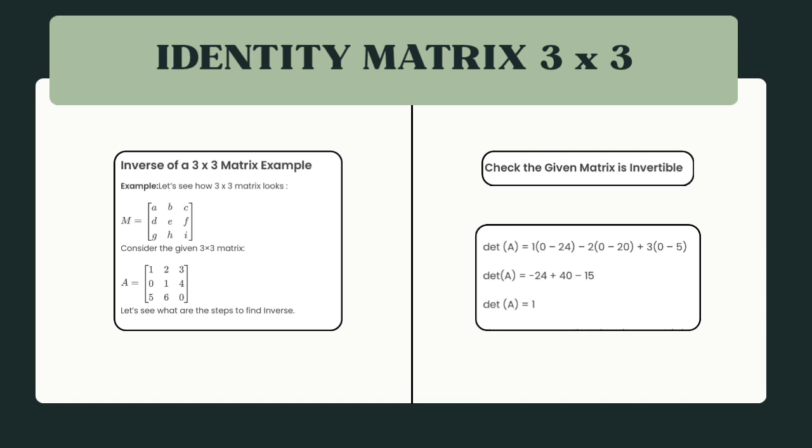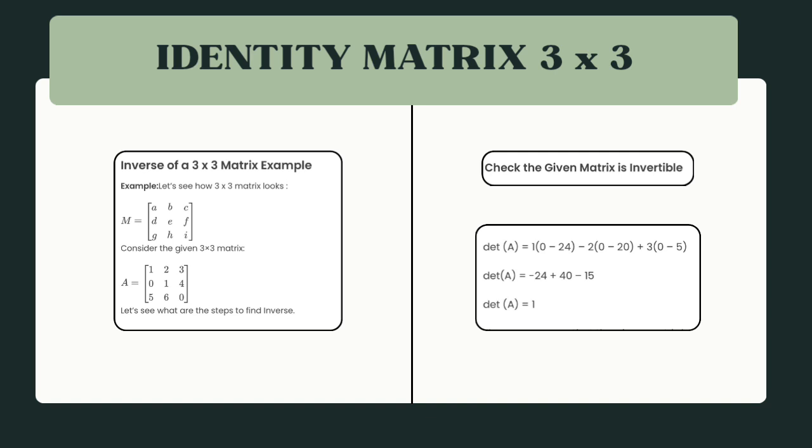M equals a, b, c, d, e, f, g, h, i. Consider the given 3 by 3 matrix. A equals 1, 2, 3, 0, 1, 4, 5, 6, 0. Let's see what the steps are to find the inverse. First step: check that the given matrix is invertible.